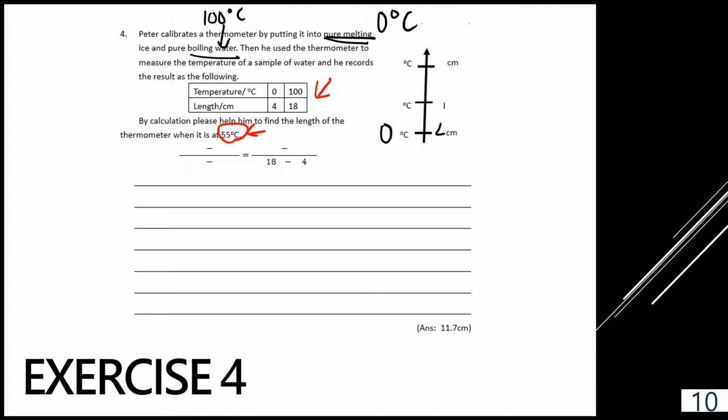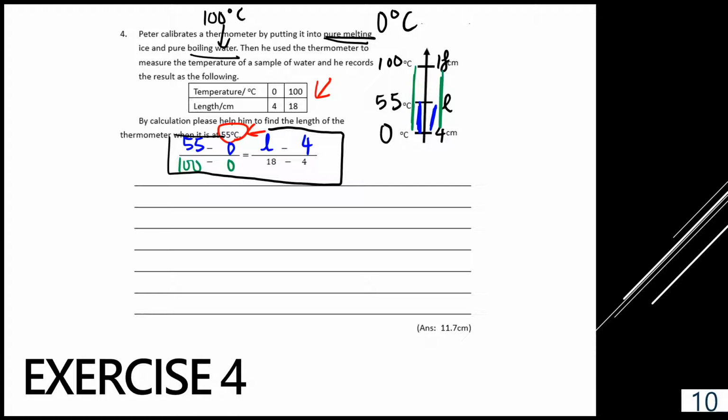I don't have to spend so much time talking about this one. Just fill in the table. This one is 55 and this one is L. Again, simple: ratio. 55 minus 0 over 100 minus 0, and then this part is L minus 4, and this part is 80 minus 4. Once you get the equation, you're already halfway done.